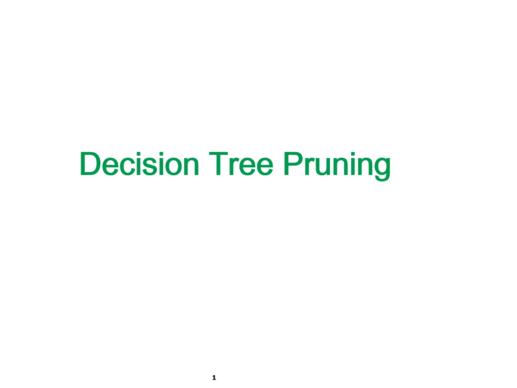Decision tree actually consists of two parts. In the first part, we construct a decision tree using training data. And in the second part, we cut some branches of the decision tree and make the tree small. And that is called decision tree pruning. So now we're going to talk about decision tree pruning here.